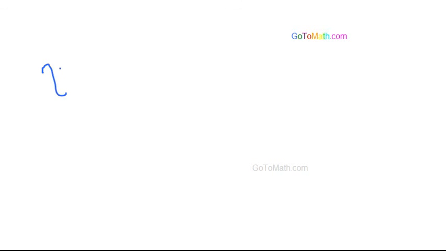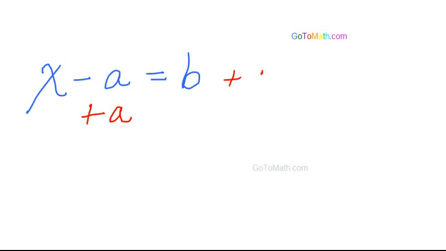x minus a is equal to b. So we want to isolate x over here on the left. And what I'm going to do is add a to both sides. And so minus a plus a will cancel out, and we'll be left with b plus a. Alright, pretty simple.